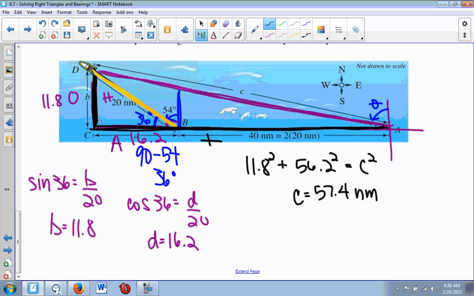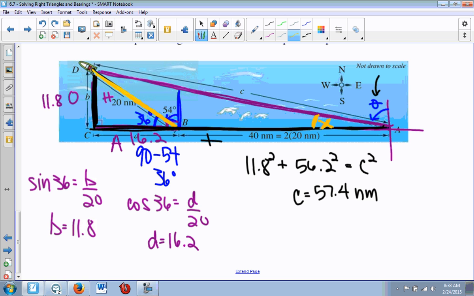So the next thing we have to figure out is what is this angle theta out here? And we're going to again use the overall right triangle to figure it out. I need to figure out what this angle inside is. Let me highlight that a little better. I need to figure out what this angle is so that I can just subtract from 90 to find theta.